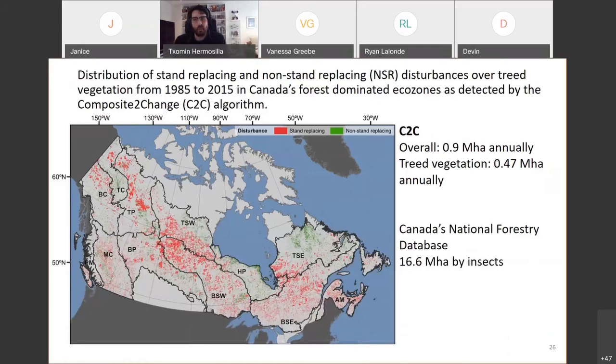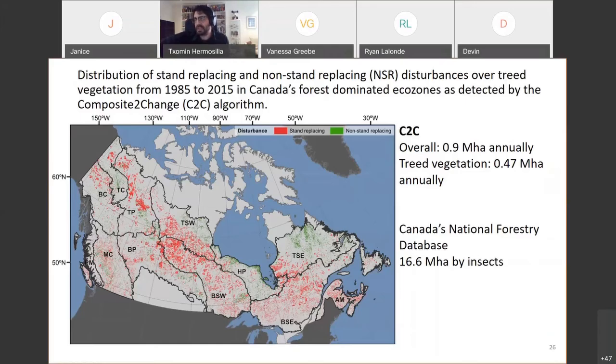So what we did is we actually mapped all the non-stand-replacing disturbances in the treed areas in Canada, which are shown here in green. And in red, we have the stand-replacing disturbances as comparison. So overall, our numbers indicate that 0.9 million hectares are affected annually by non-stand-replacing disturbances, and those on tree vegetation would be approximately half of this area.